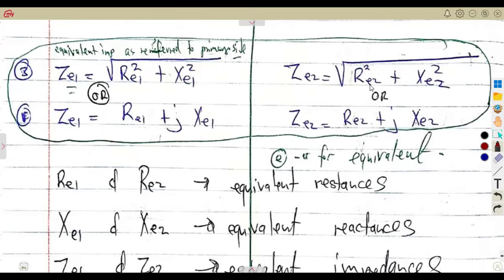The Z2, on the other hand, you are dealing with the secondary side, so you're going to work with those that are on the secondary side. Also, it can be written in J notation, which you can also convert to polar form. This is rectangular, so it can be converted to polar form. Remember your calculator, how to convert in polar form, which is fine. We're going to talk about that.